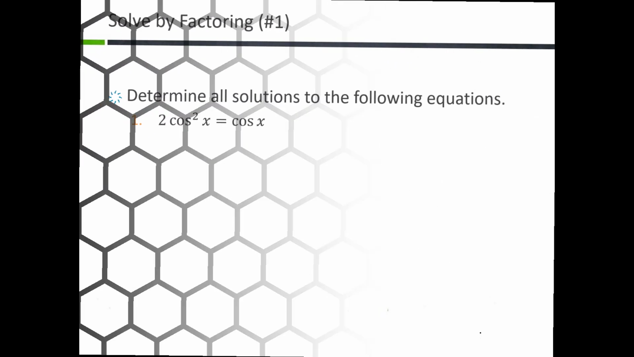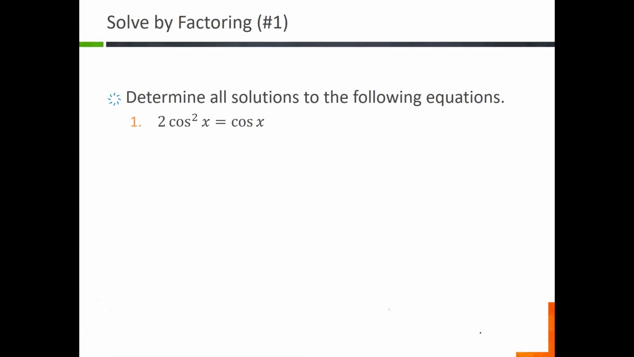All right, so let's look at a few examples involving factoring. And so we're just going to look at finding all the solutions to the equation. So this first equation, it's 2 cosine squared of x is equal to cosine x. And I really like this example because it's going to illustrate a common mistake that too many people make.